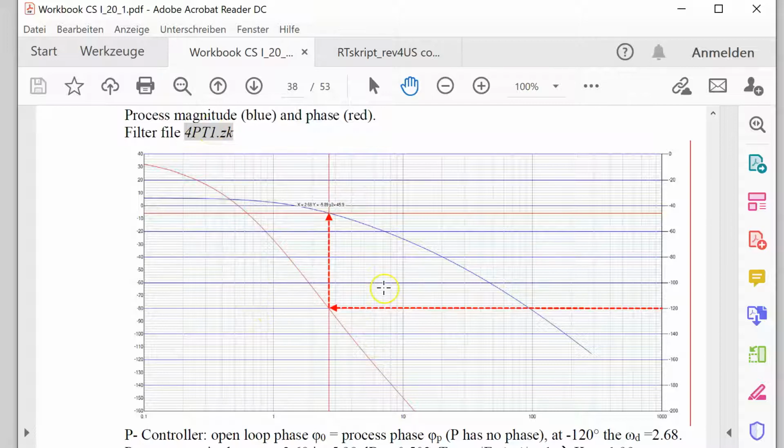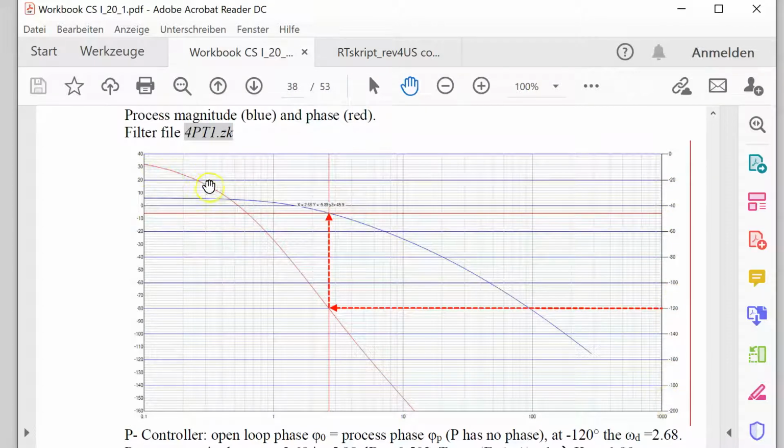This Bode plot is given with 2 curves, a blue curve and a red curve, and with 2 scales. On the left side there is a magnitude scaling in dB values. On the right side is a phase curve scaling.